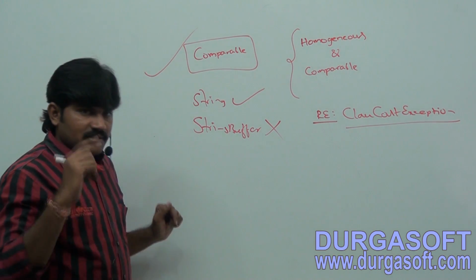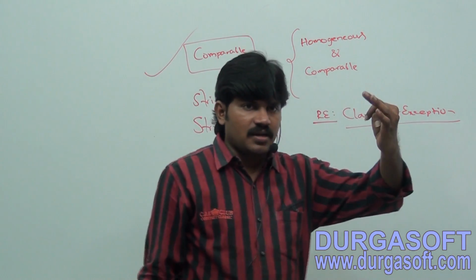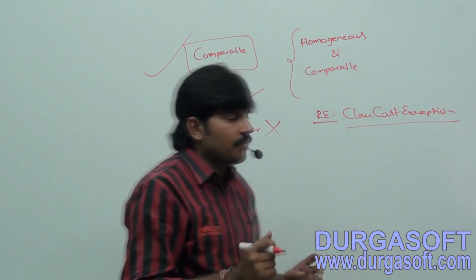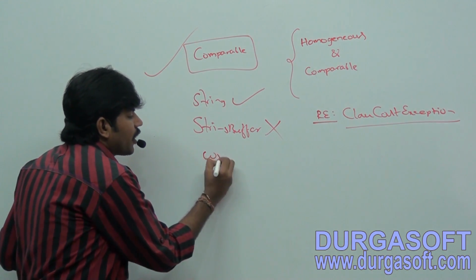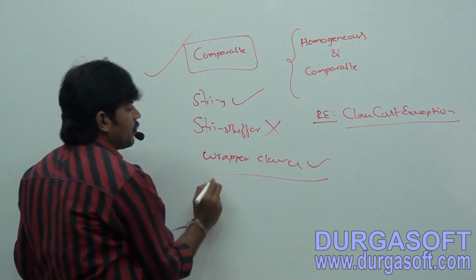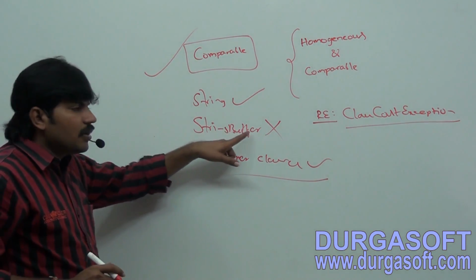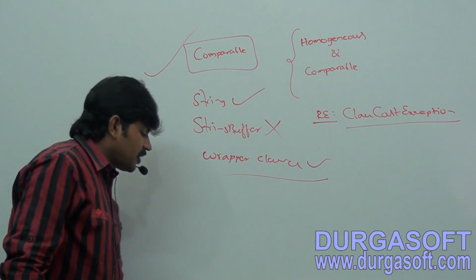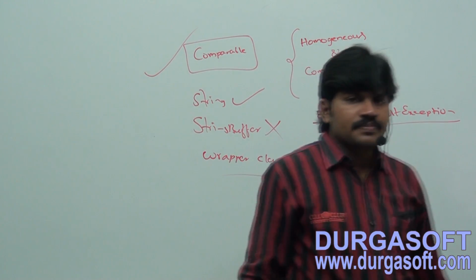All wrapper classes, like the Byte class and Integer class, two Integer objects you can happily compare, two Float objects you can compare. So all wrapper classes are comparable, right? Are you getting? But StringBuffer doesn't implement Comparable. At this point, an object is said to be comparable.